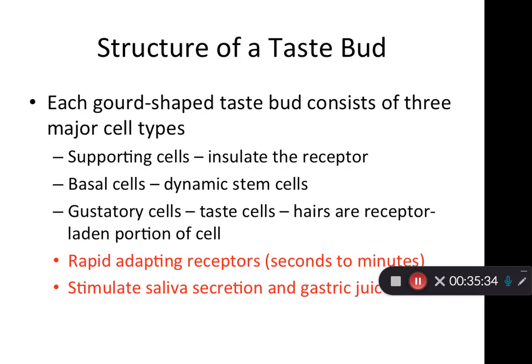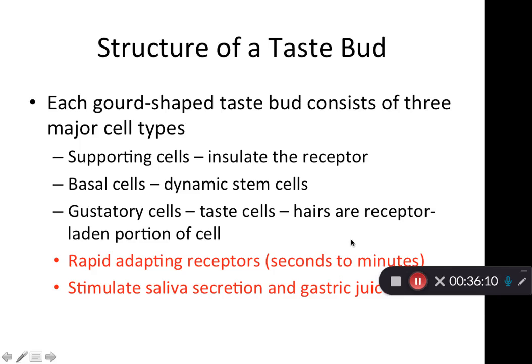So these cells can continue differentiating to the supporting cells and the gustatory cells. Gustatory cells are the major cells for the tasting. So these are the tasting cells. They have the receptors to detect the taste.